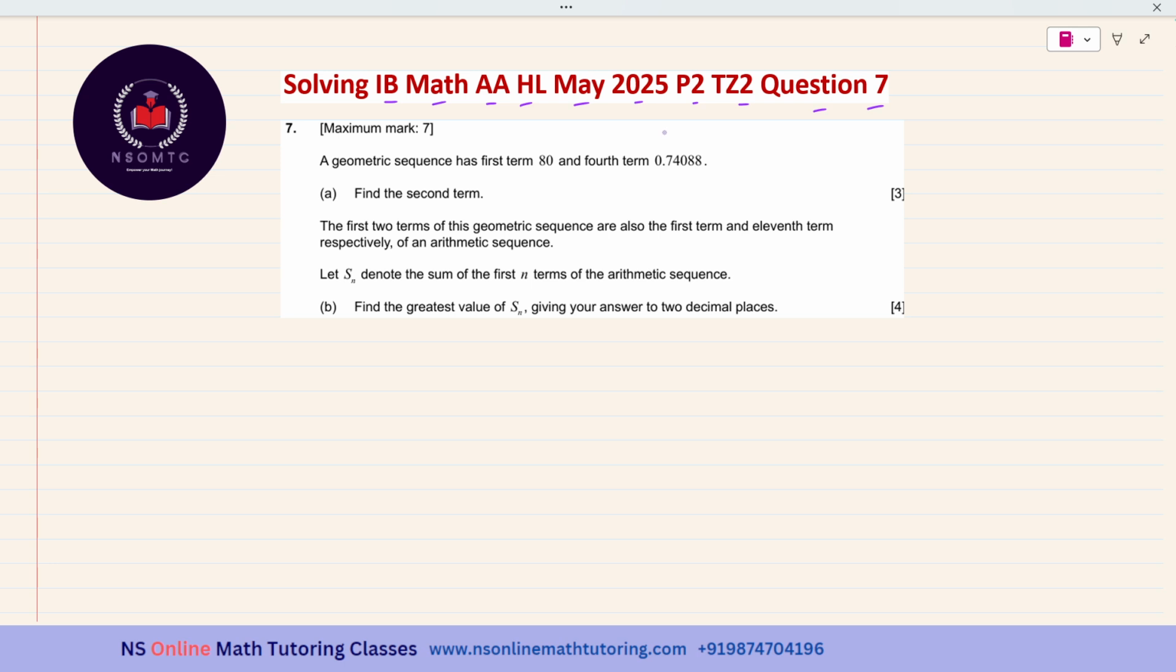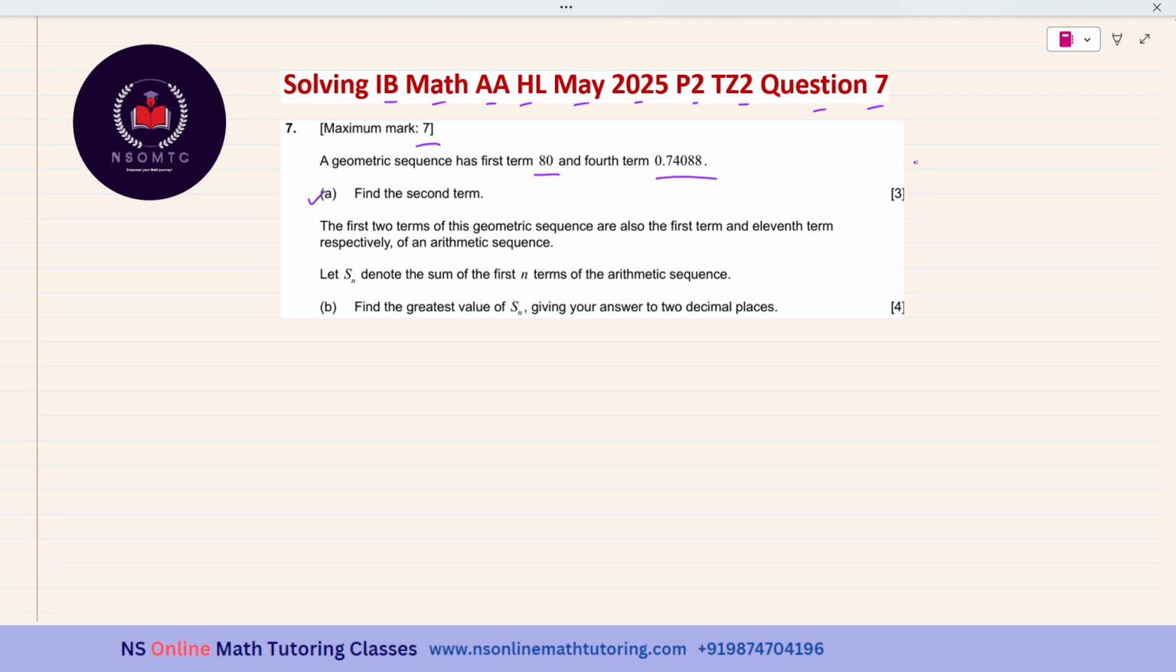So without any further delay, let us start to solve question number 7. The maximum mark is 7. A geometric sequence has the first term as 80 and the fourth term is 0.74088. Subpart A's question is: find the second term.